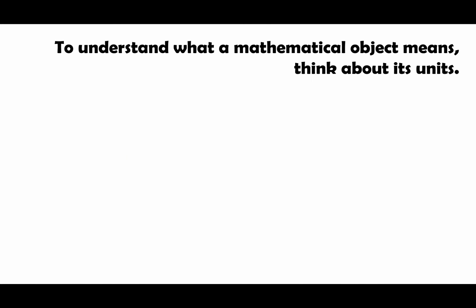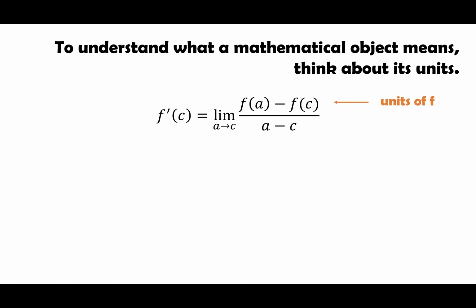The general principle at work here is that when you want to understand a mathematical object, thinking about its units can be really helpful. Let's do that for the derivative. The derivative is this limit of quotients. The numerator says f minus f, so that's going to be the same units that f has. And what about the denominator? Well, a and c are input values, so that's a difference of input values. It'll have the same units as the input does. That means that the units of f prime are just the units of f divided by the input units.